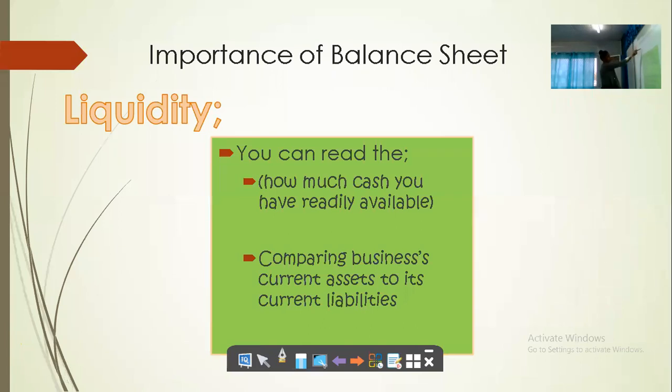So how do you get the liquidity on the balance sheet? You compare the current assets to the current liabilities. Which one should be greater than the other? To show a healthy business, should the liabilities be greater or the assets be greater? Assets. Okay, well done. Which means they are able to pay their debts and have some money remaining with them.